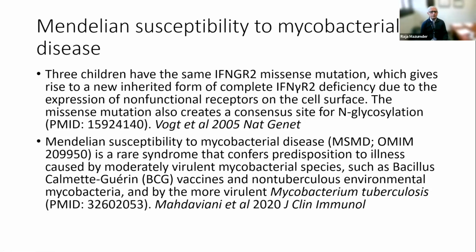There were three. So this is a paper by Vogt et al. in 2005 in Nature Genetics. Three children have the same missense mutation in the same gene, which gives rise to this inherited form of deficiency due to the expression of some receptor on the cell. In this case, the missense mutation creates a gain of glycosylation site. It's called a consensus site, but basically there's a gain of glycosylation.